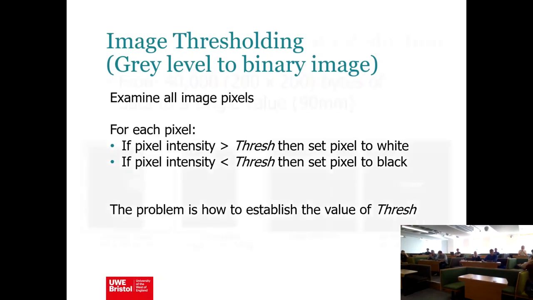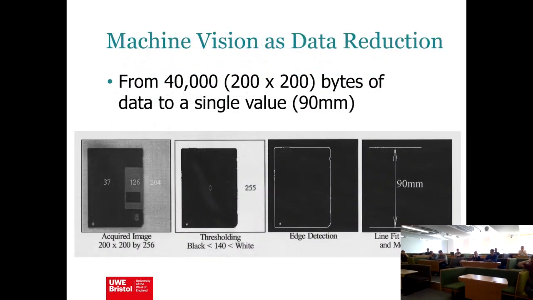So thresholding then. We're just trying to get from this loads of data, 40,000 bytes of data, just down to this dimension that we want, which is, in this case, 90 millimeters.